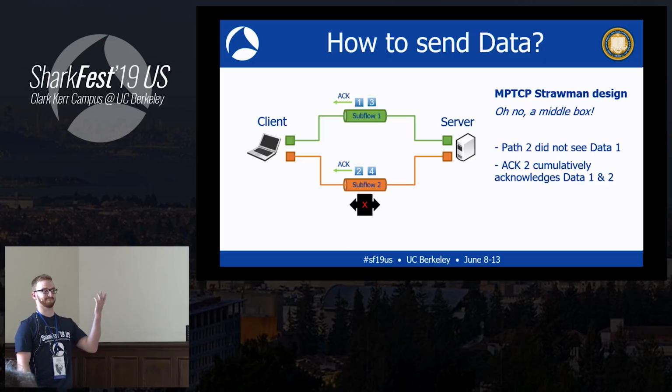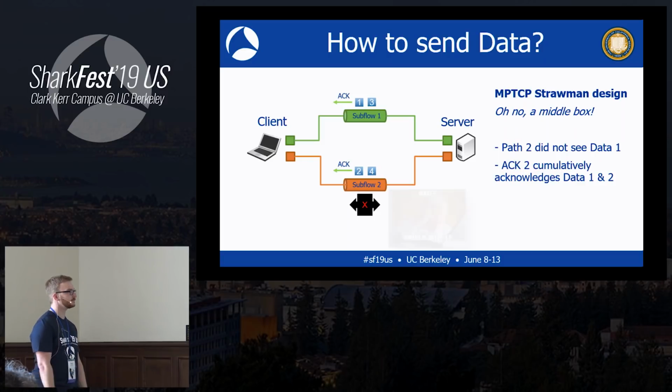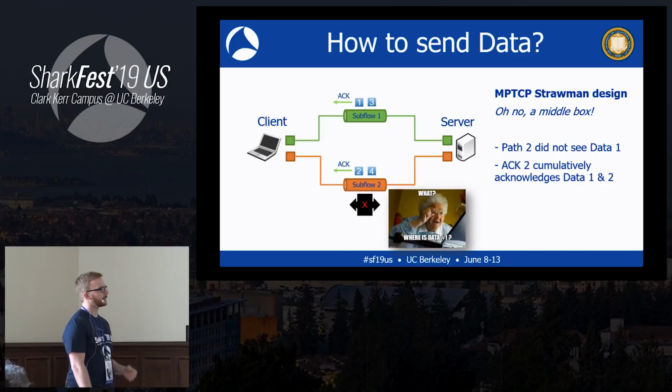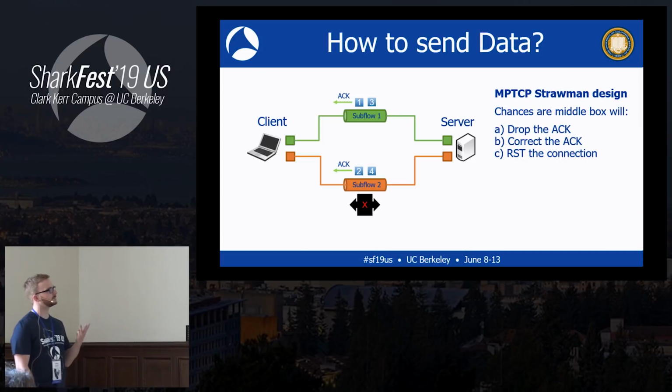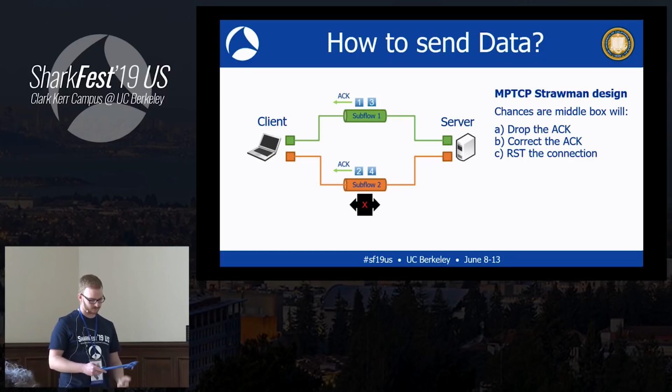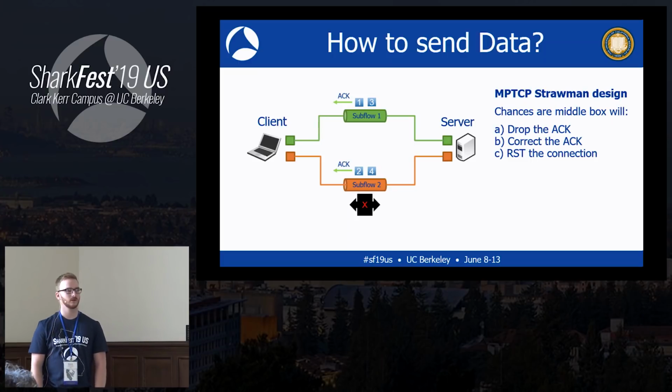So what's going to happen here? Basically, three options. It will either drop the acknowledgement, so 2 and 4 will just not be transmitted at all. It will correct the acknowledgement. I will show you how that looks like in a second here. Or just reset the connection. So the whole subflow will go nuts, and we are back on one subflow here in this case.